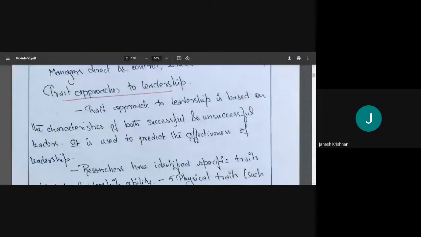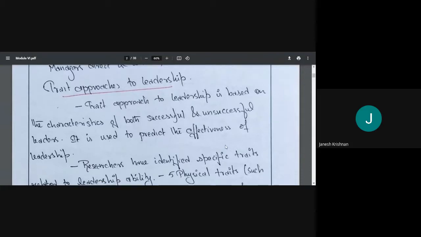So whenever a new person comes in as a leader, we can look into these traits and see how many traits are satisfied by this person. Is he going to be a good leader? So we can predict.